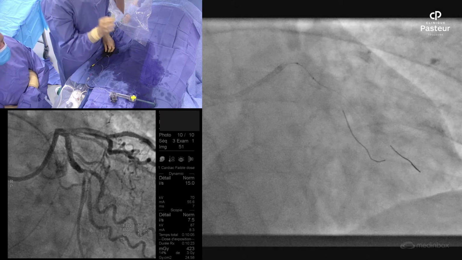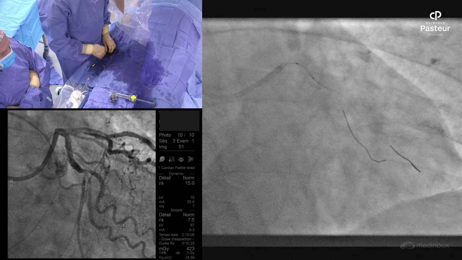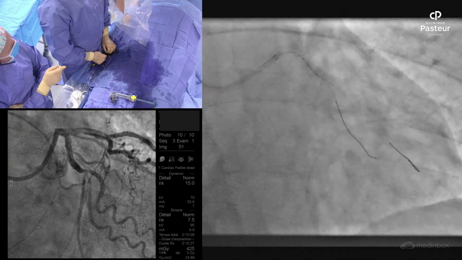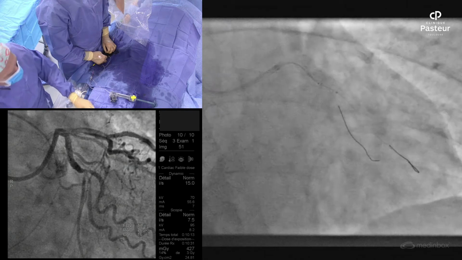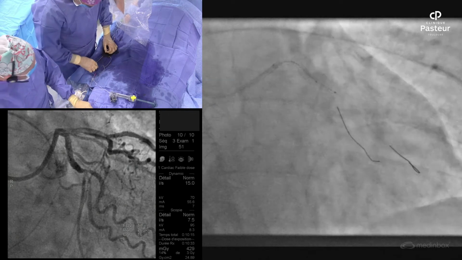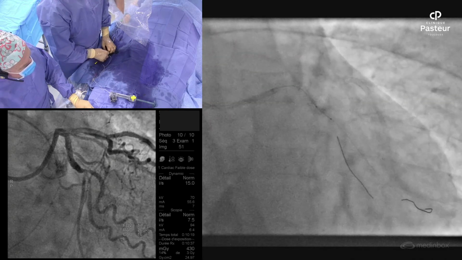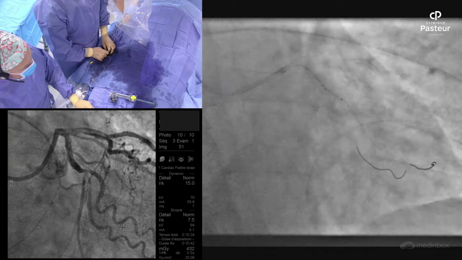If you cannot cross a 2.5 balloon, certainly the wire, it's through the struts of the stent. So we have to reposition the wire. Now you can advance the wire much easier. So now the distal wire is in the distal OM. I will advance the first one a little bit more distal.